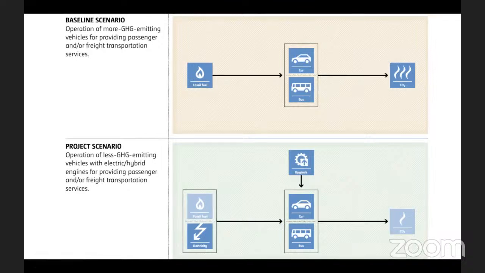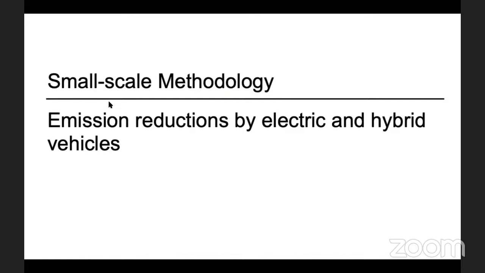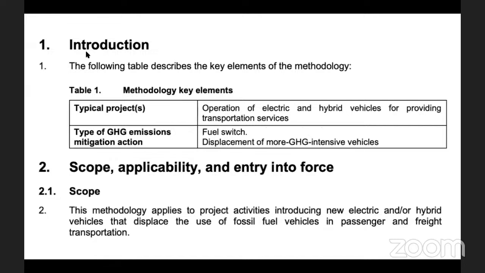providing passengers and or freight transportation services ということで、このスモールスケールメソロジー、emission reduction by electric and hybrid vehicle が出てくると。Introduction. The following table describes the key elements of the methodology. まずkey elementですね。Methodology key elements, typical project. 通常のものは Operation of electric and hybrid vehicle for providing transportation service. 実際に変えていくと、type of GHG emissions mitigation action、このfuel switch and then the displacement of more GHG intensive vehicles. And the scope and applicability and entry into force.